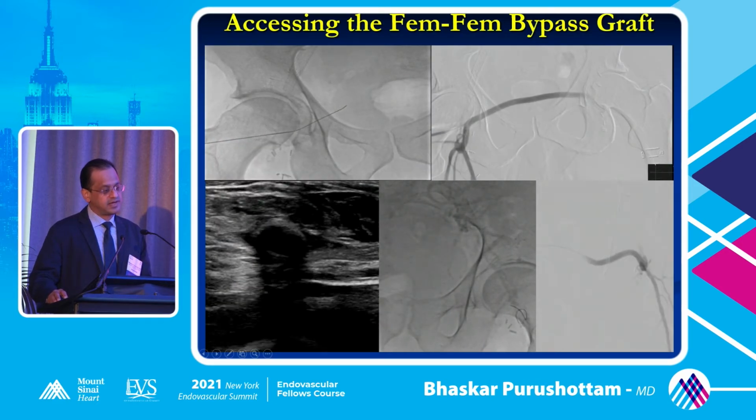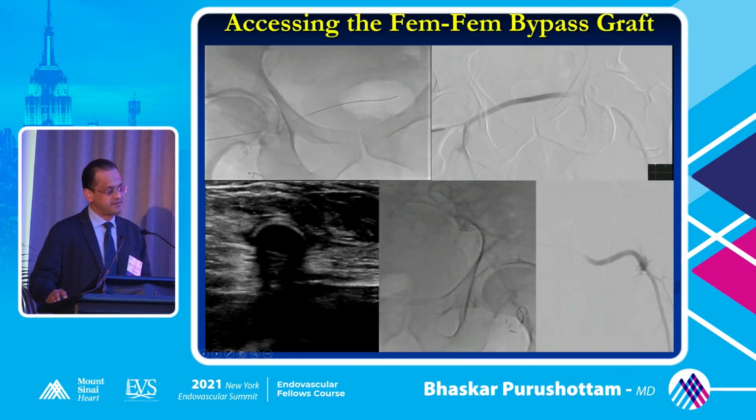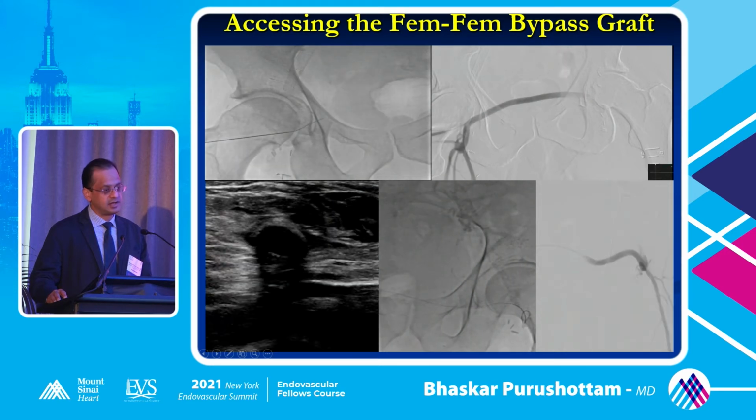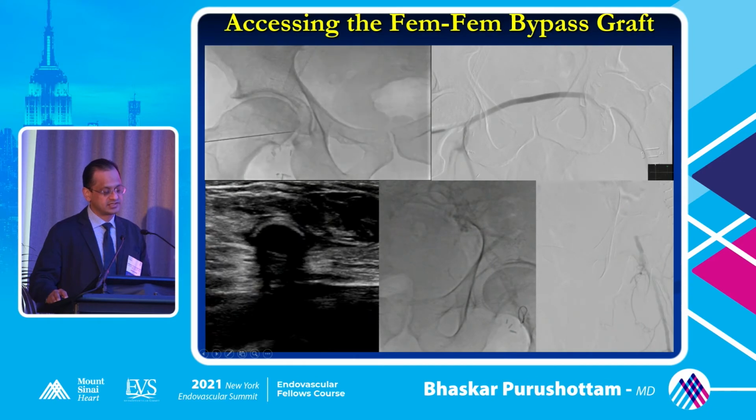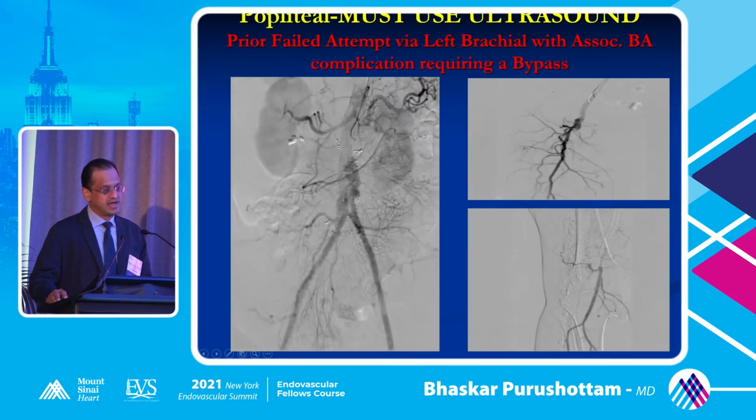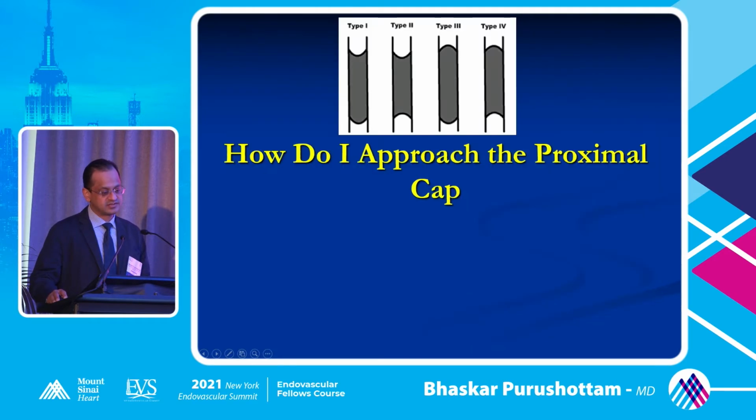So here's a case we had to access the fem graft to take care of the CTO. And again, make sure you talk to your surgeon and partner with them to do these cases. This is a case where we had to go popliteal because the previous brachial artery ended up with some complications. Again, this has to be done with ultrasound.